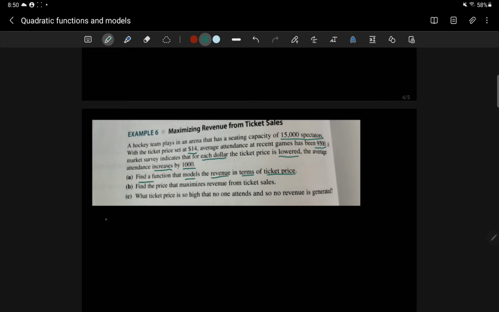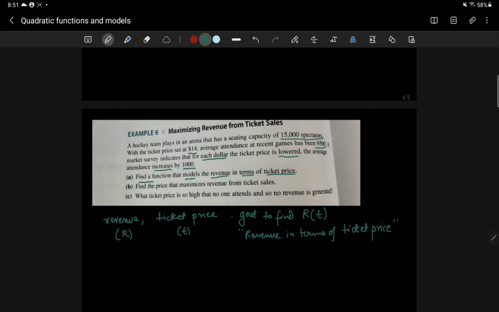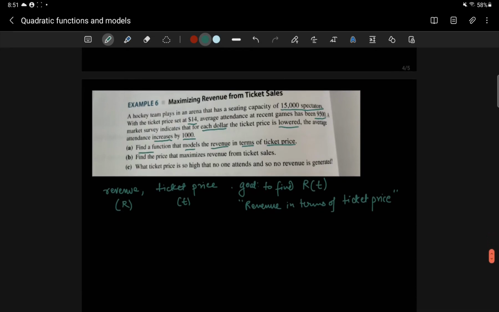So, first of all, we are talking about revenue and ticket price. So let's give them variables. Let's call this R, let's call this T. So our goal is to find R(T), right, which is revenue in terms of ticket price. Okay. It says average attendance is 9,500. That for each dollar the ticket price is lowered, the average attendance increases by 1,000.